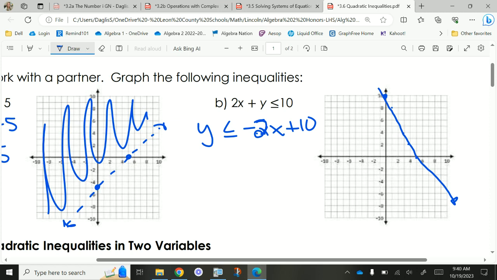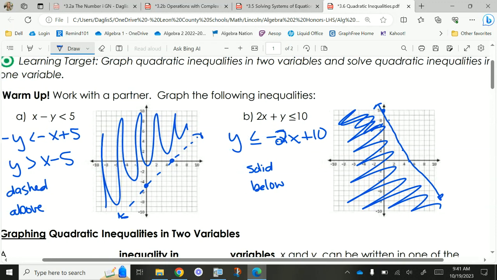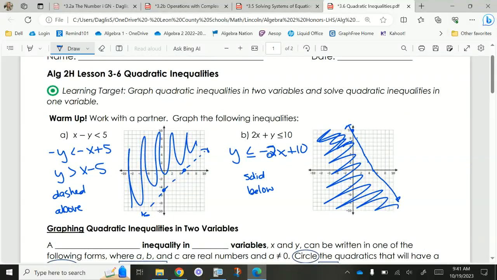All right, and are we shading above or below this time? Below. This one is below. So this was a solid line because it's equal to, and we're going to shade below. So again, my trick, I find the y-intercept, and I go underneath, so I know this is all under the line. All right. For lines, I usually find the y-intercept, and I go above or below the y-intercept. You can also test a point if you want to, which we're going to talk about here in a minute.